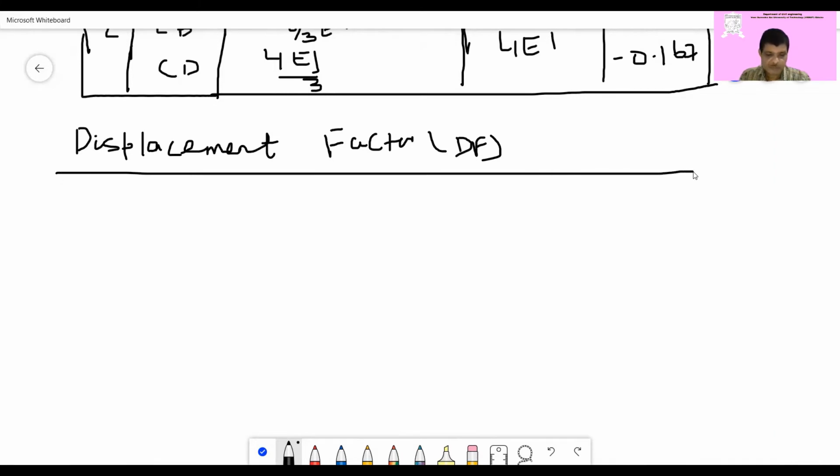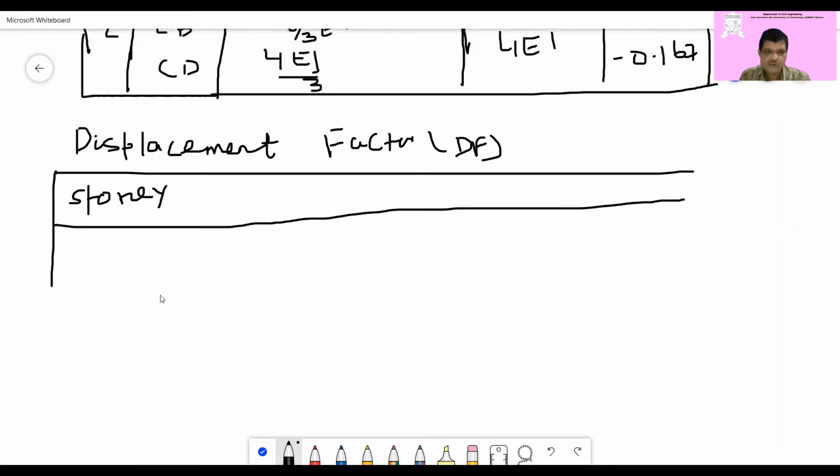So how to calculate the displacement factor? Now we have one story. So write down story 1. We have one story, that is equal to the first story. We have no other story. So story 1.